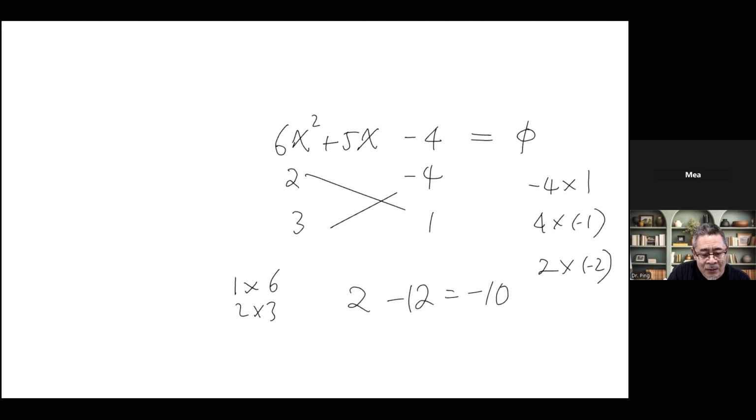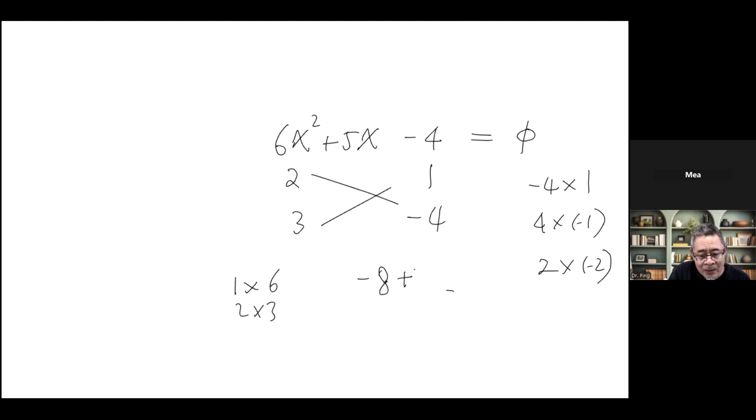But if we swap that, we change that to 1 and -4. And now we can see 2 times -4 is -8. 3 times 1 is 3, so the total is -5. Well, even though we did not get 5, at least we got -5.